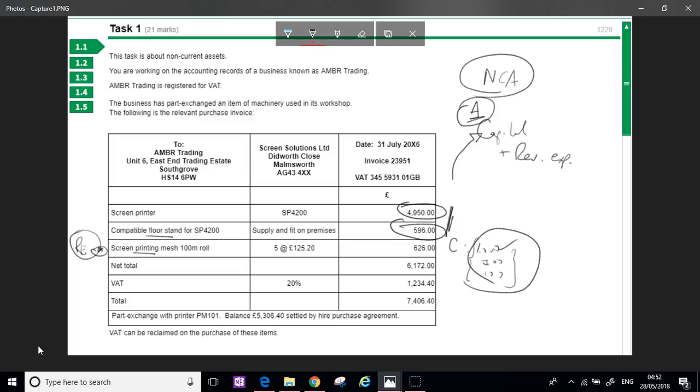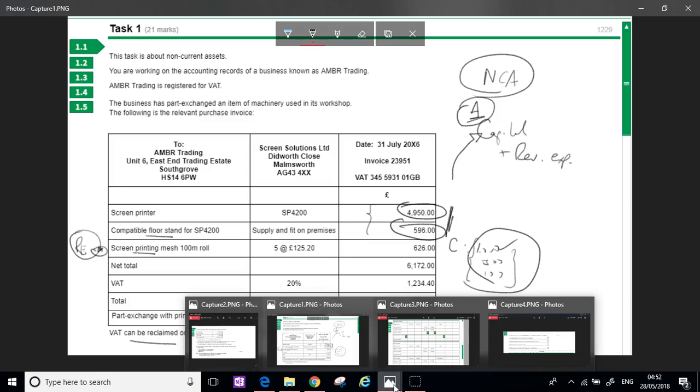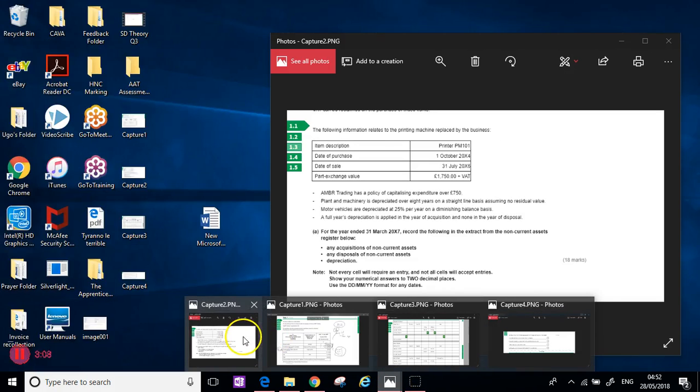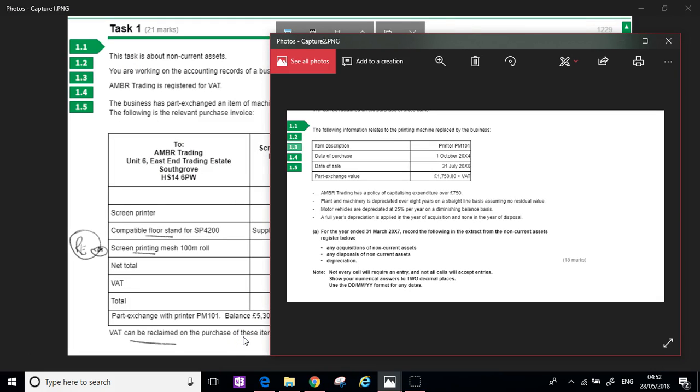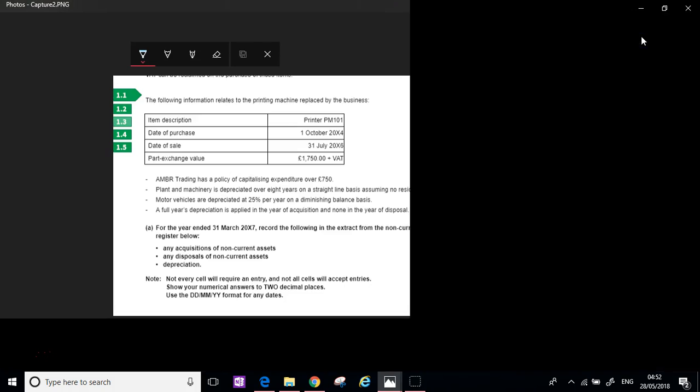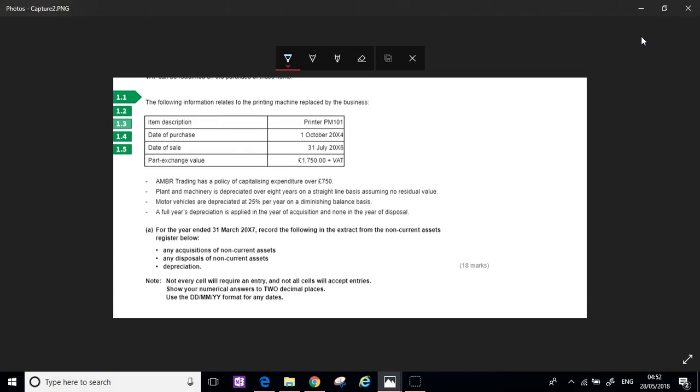So now that you have that as your capital expenditure, remember that we don't include the VAT in that process. It says this VAT can be reclaimed, so you're just trying to include these net amounts. Don't forget that. Right, so let's look at the next screen. Then you have a disposal.